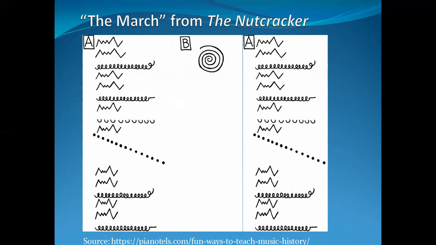Okay, so there you can see that you've got your A section, and then it repeats. And there are all the different motives that you get in the A section, and then you've got your B section, and then back to the A section. Okay, so this is really a fun thing to integrate.